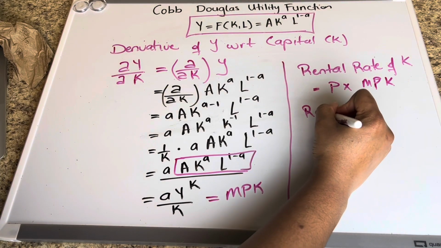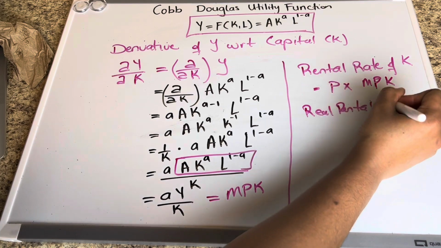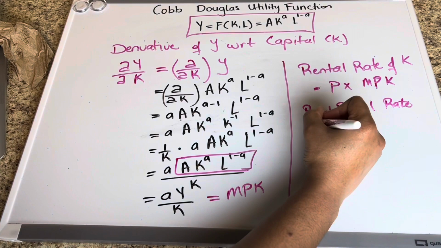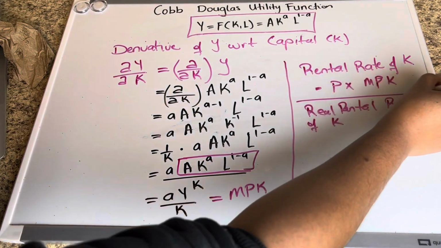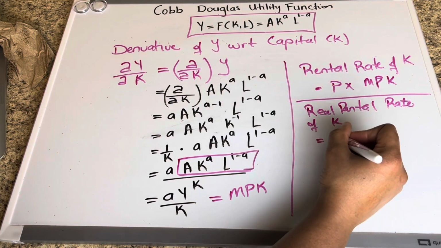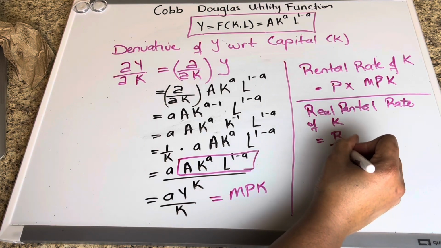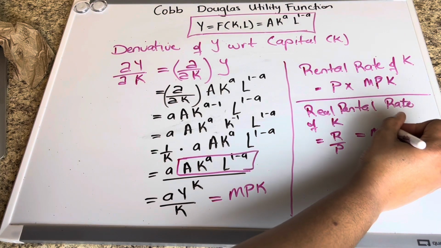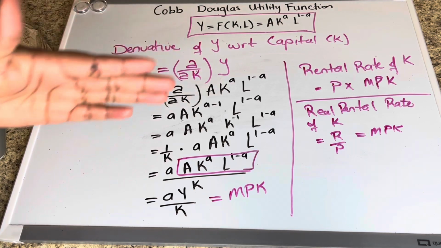All right, so let's go again. Real rental rate of capital. I'm just going to leave it there for simplicity, to leave it as K, sorry. So it's equal to R over P, which is the MPK. So that is how we take the derivative of y with respect to capital.